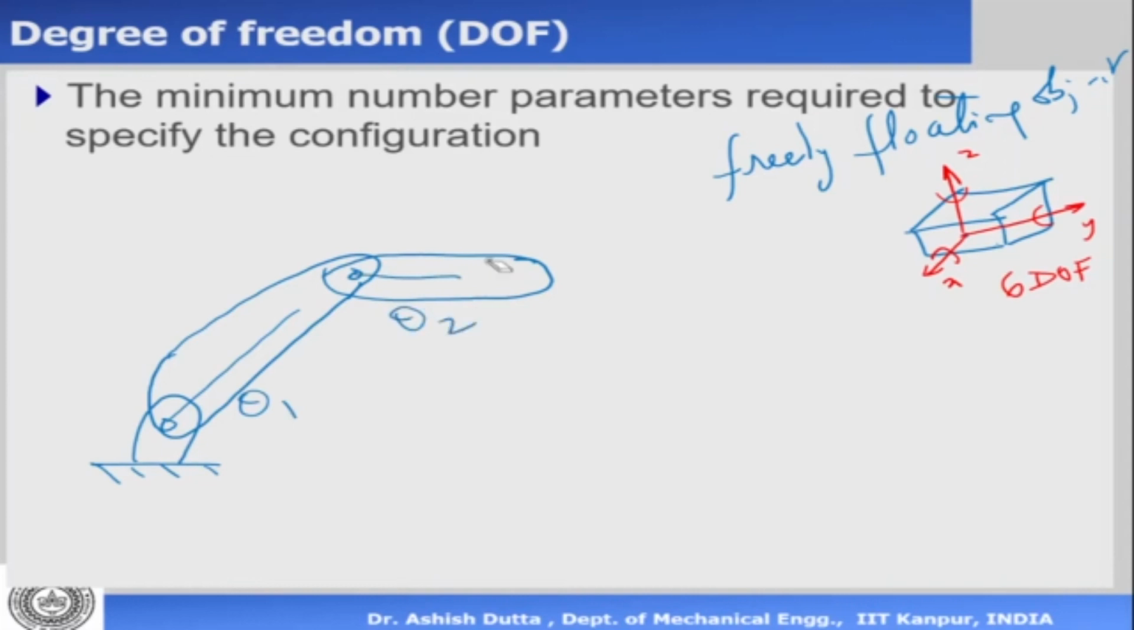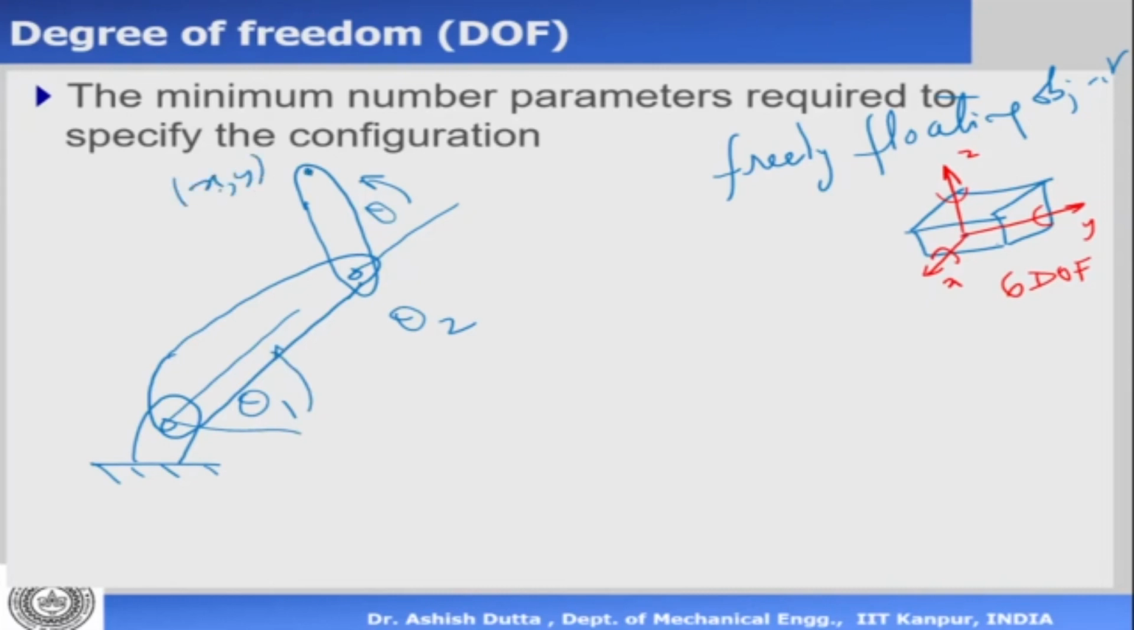Okay, let me draw it here. So the variable here is theta 2, and this variable is theta 1. To define the position of any point x and y there, we need two independent parameters, theta 1 and theta 2. So x and y are functions of theta 1 and theta 2, which is 2 degrees of freedom.